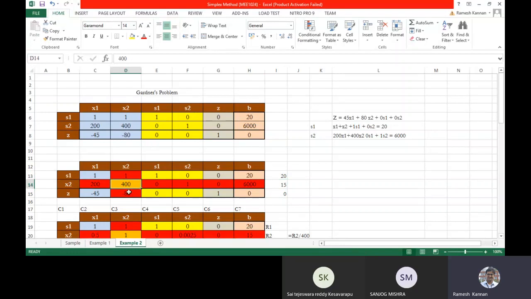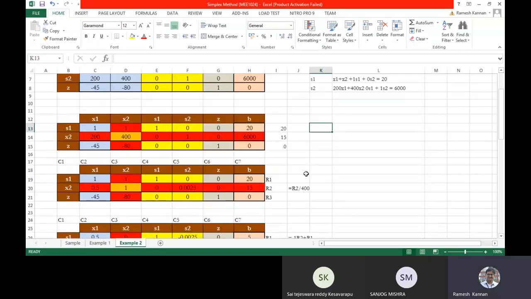The point of intersection of the key column and the key row is our pivotal element. The key column is X2, that is the entering variable. So the entering variable X2 replaces the variable in the key row, and we rename that row as X2 since the key column is X2.